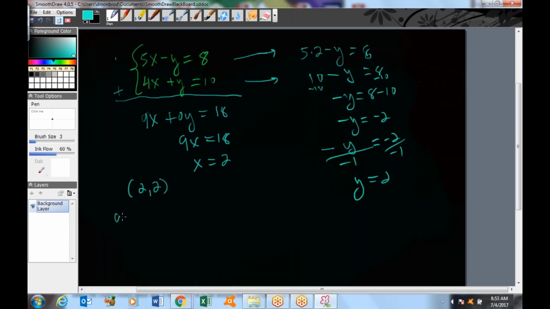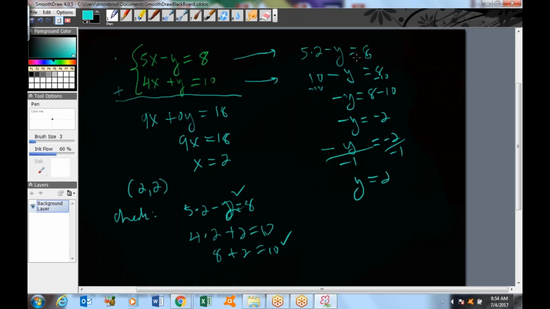Now does it work? Well, let's check it. 5 times 2 minus 2, does that equal 8? Whoops, and minus 2. That's 10 minus 2, which is 8. Check. And then the second equation is 4 times 2 plus 2, equal to 10. Looks like 8 plus 2 is 10. Check. So we have the right solution.